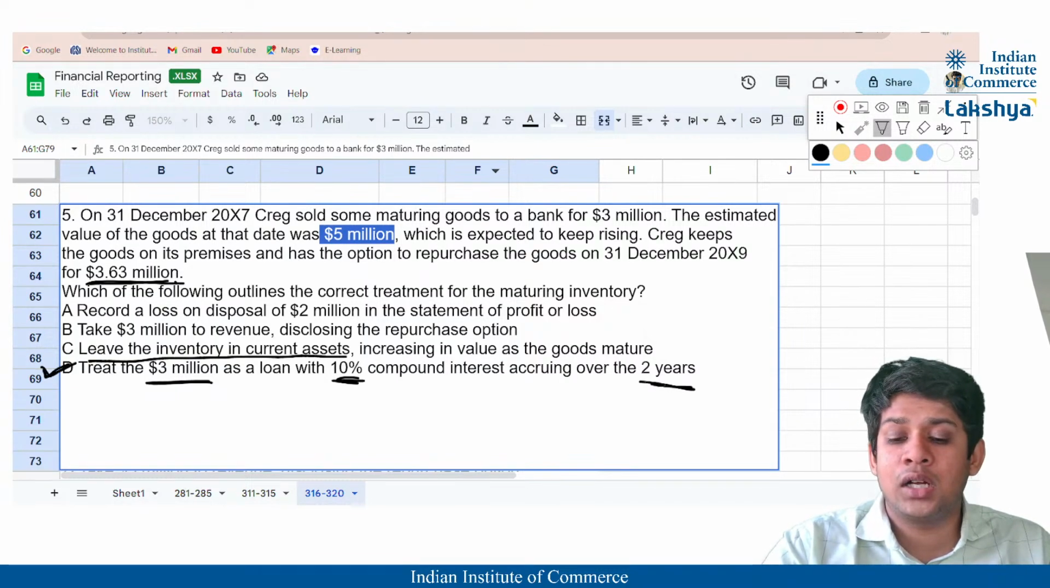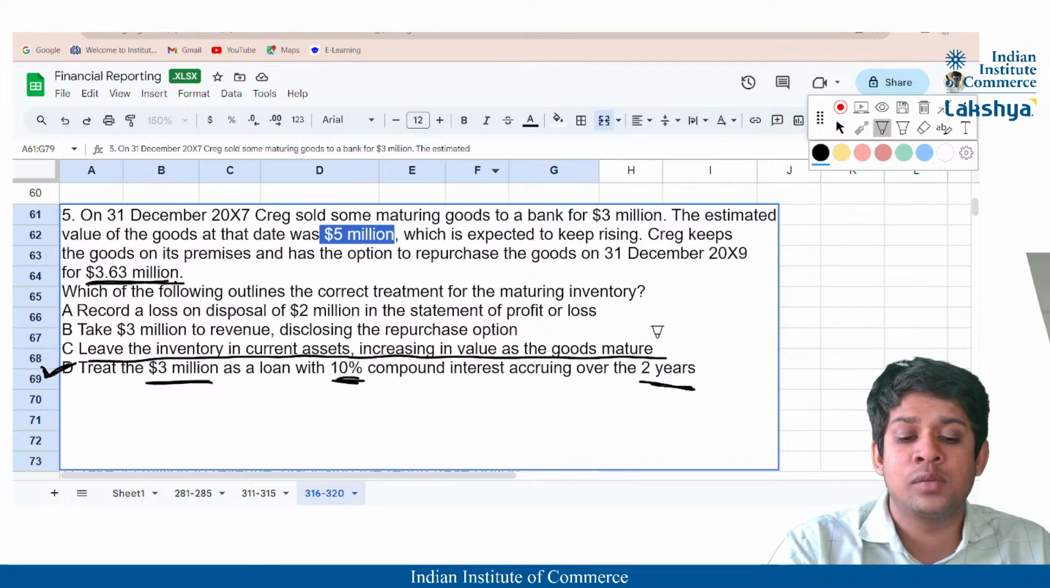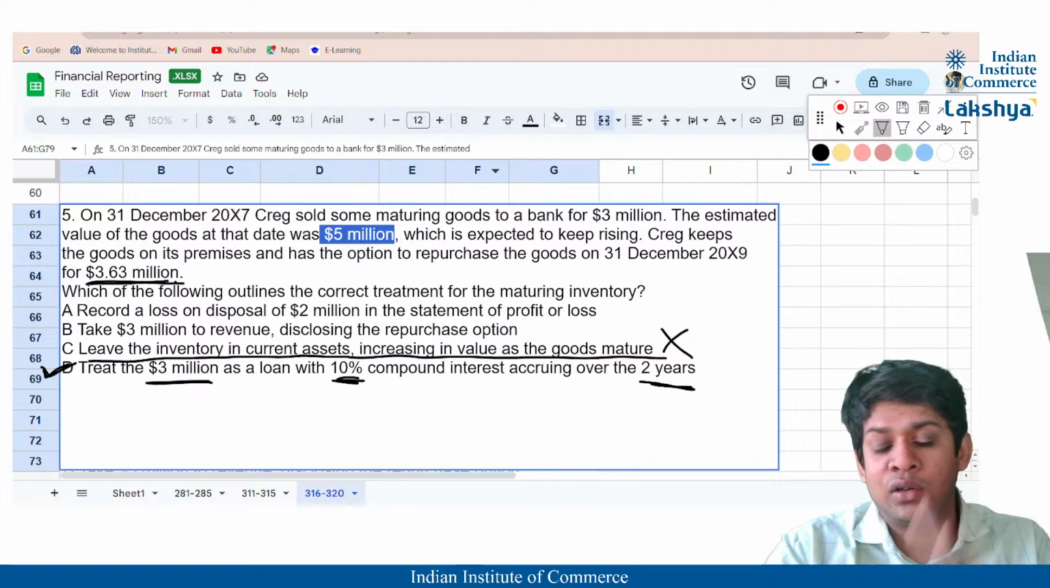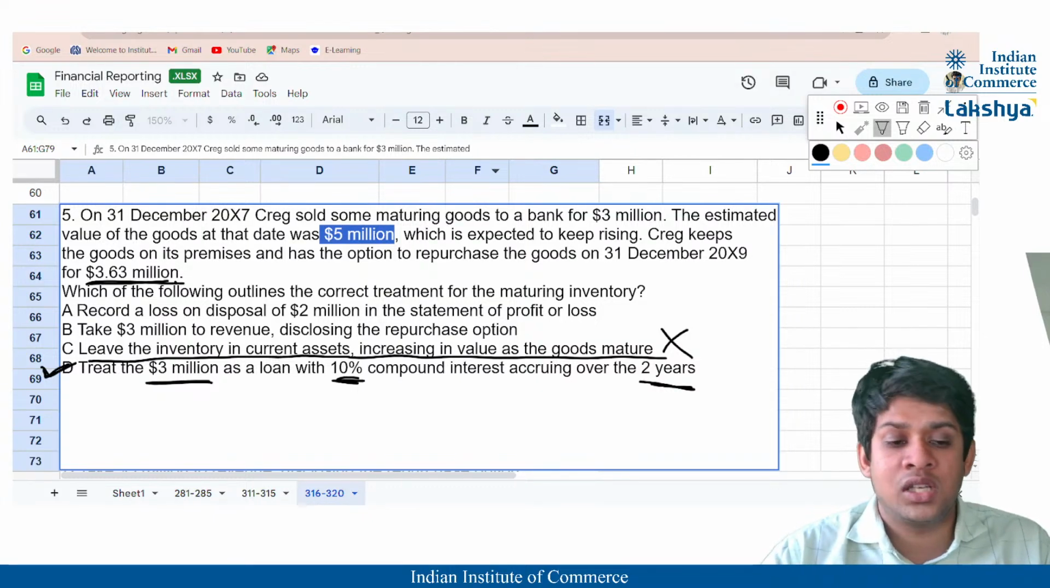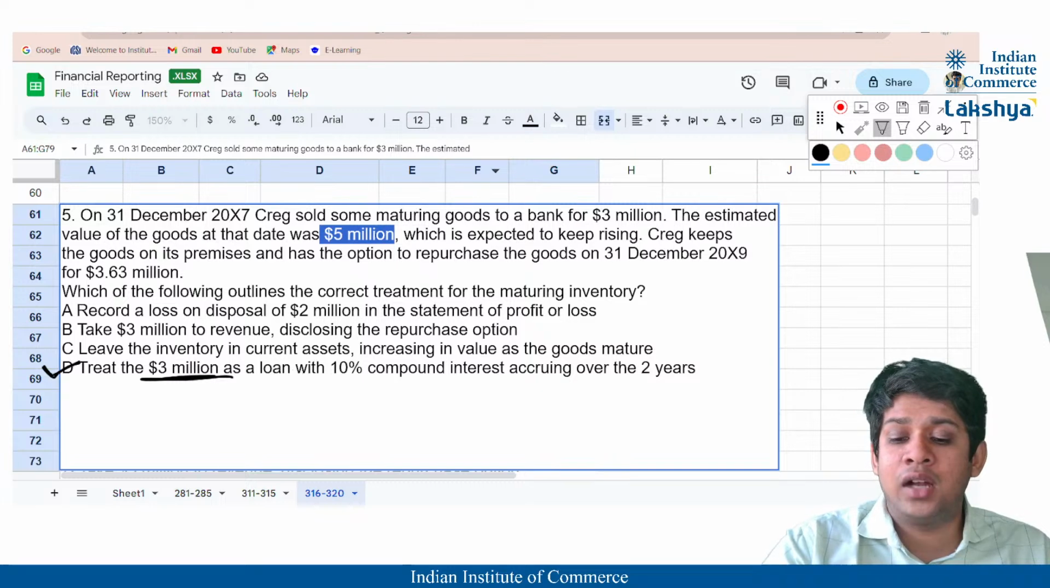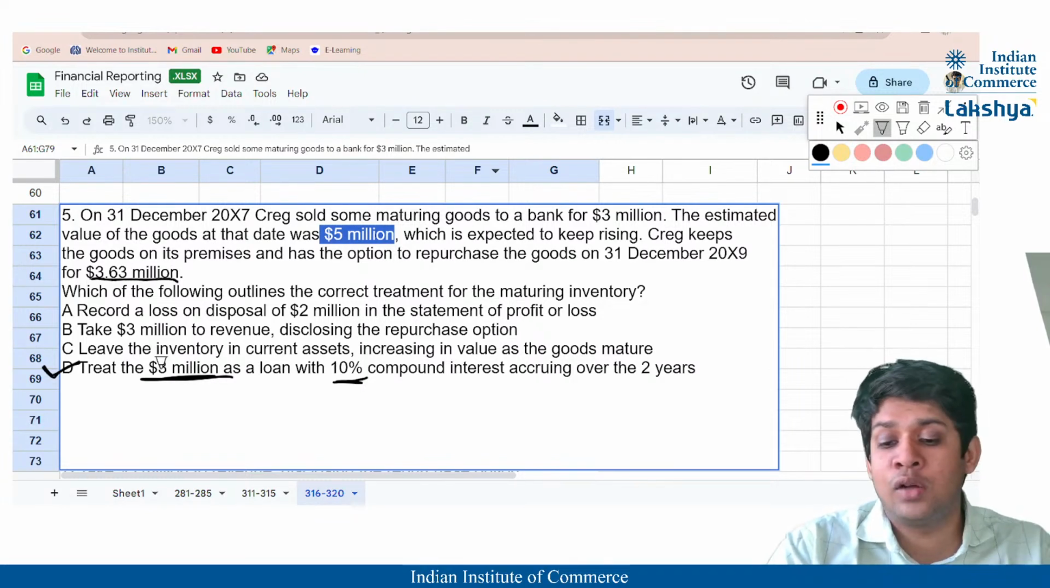Leave the inventory in the current assets increasing in value as the goods mature. This will not be the right answer because I am not increasing the value of the goods as per the repurchase agreement. So I hope it is clear. Your correct answer is going to be option D. I'm going to treat it as a loan and do that 10% compounding over the period of 2 years, in order to reach the amount of 3.63 million.